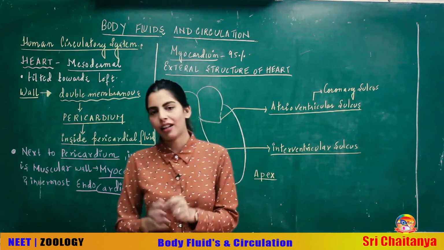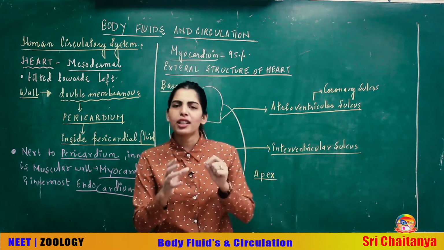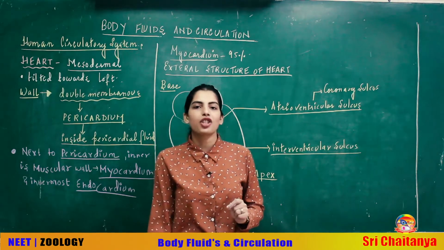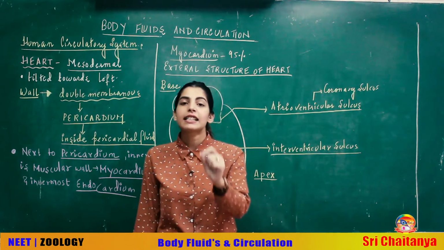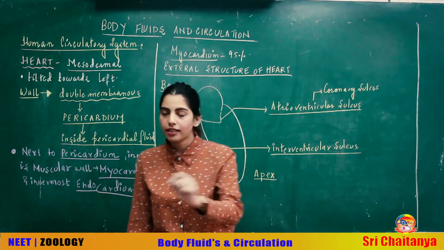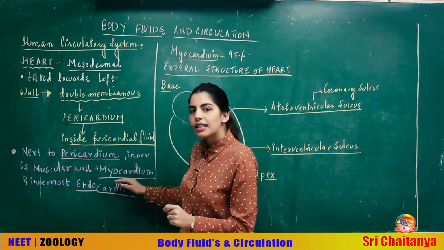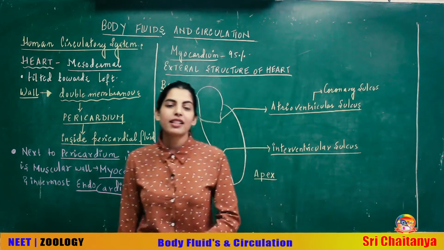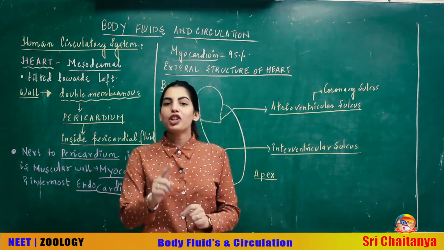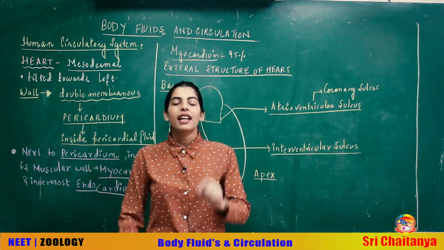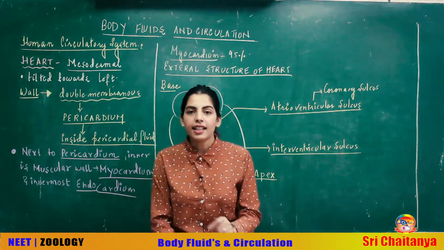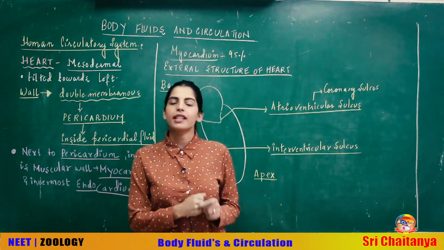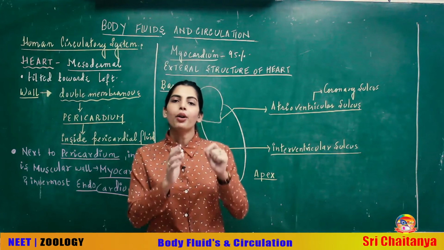Inner to your pericardium you have a muscular layer which is actually the maximum percentage in your heart, that is the heart muscles, myocardium. The myocardium, the heart muscles that you have already read in your animal tissues, is the next layer after your pericardium, and the innermost layer is called the endocardium.